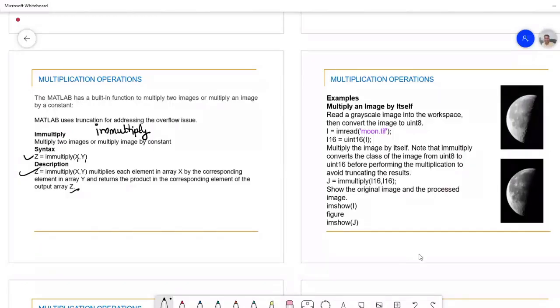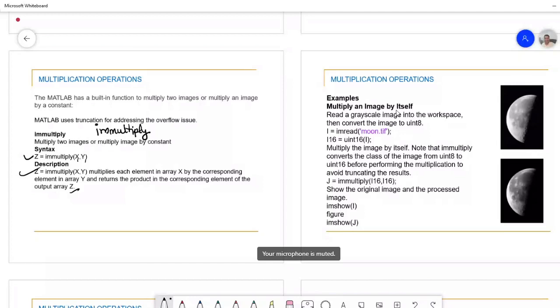Okay, so apart from theory, I have also taken MATLAB so that you can implement these in MATLAB. It is very simple. Don't take tension looking at these lines that are written. This is a simple example: multiply an image by itself. Read a grayscale image into the workspace and convert the image into this form. So this is the image, moon.tif. You can also write your own image here, okay?